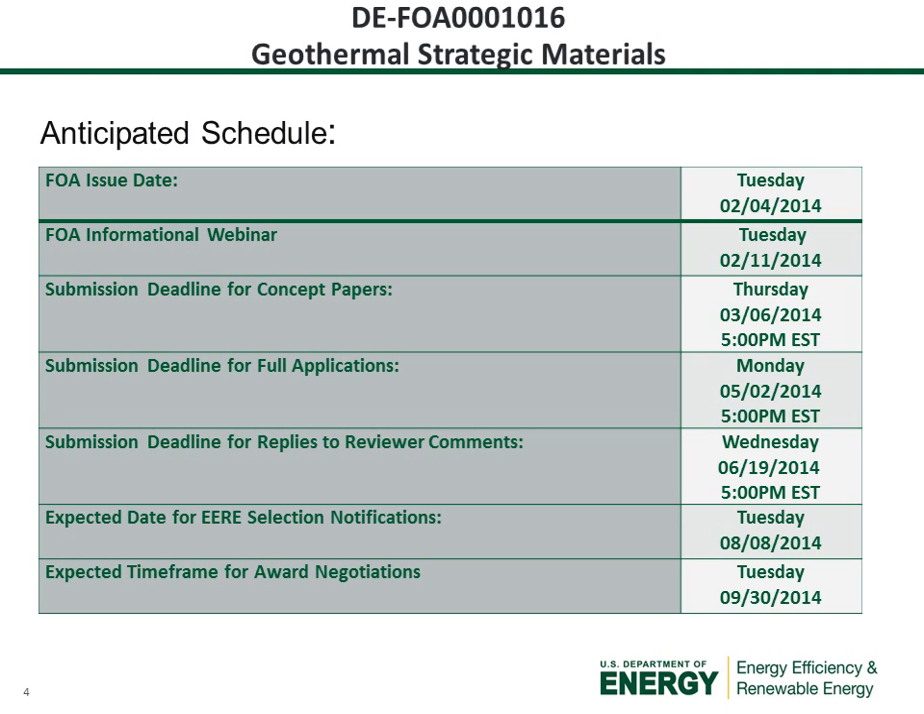So we should have selections out by August 8th. People should be notified, and then we should have the awards negotiated. Our intent is to have awards negotiated by the end of September of this year. Submission deadline for the full application, please take note, is May 2nd at 5 p.m. as well. So all of these dates are very important. Please make note of all of them.